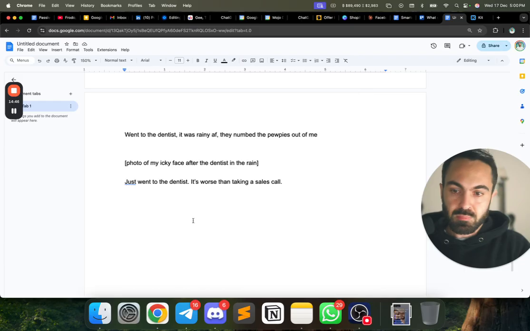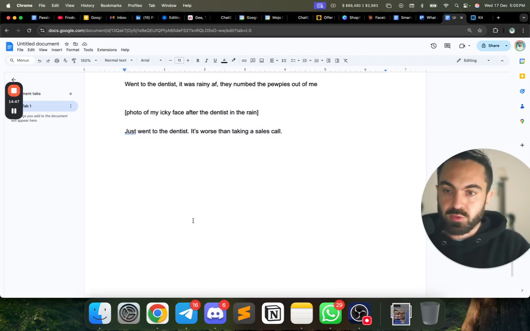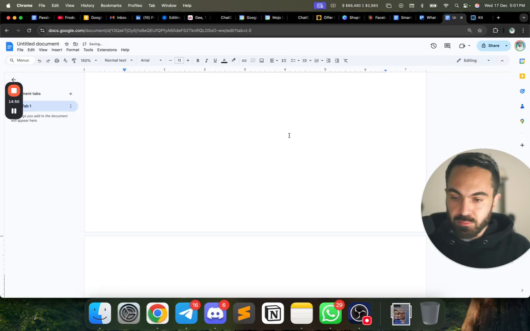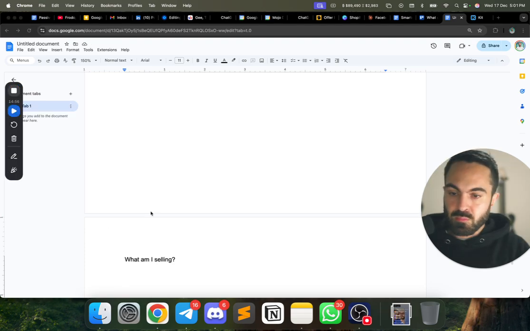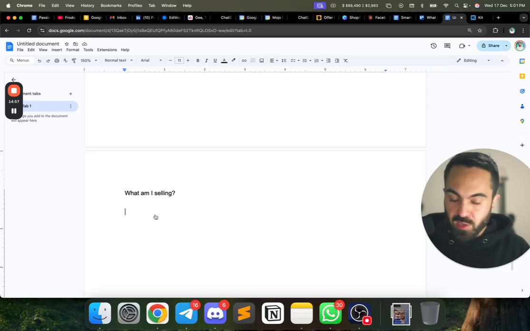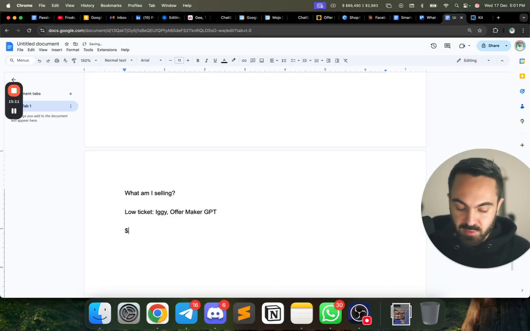So let me just write this down for you to see that. And I'm going, what am I selling? So in this case for this week now, what I am selling is low ticket. We're in the middle of the month, right? Towards the end. So I'm selling my Iggy the offer maker GPT, and it's $9, and I'm happy with that and whatever, right?